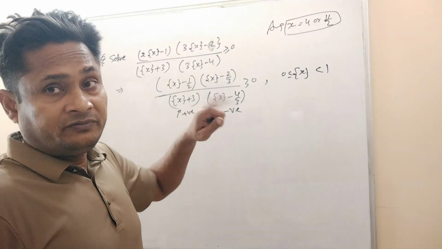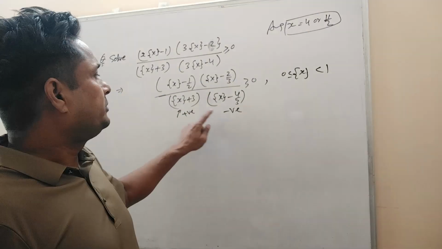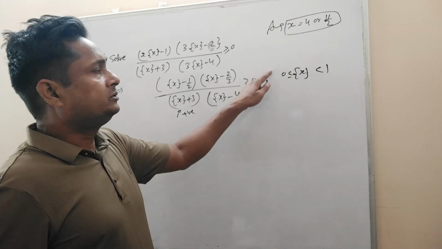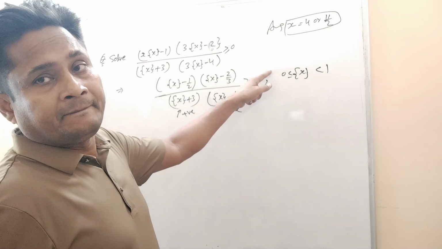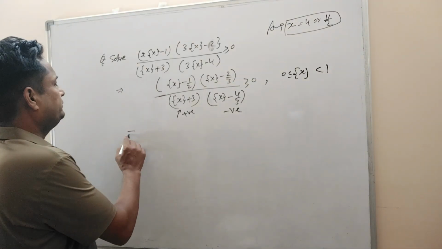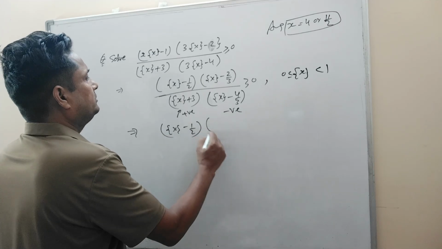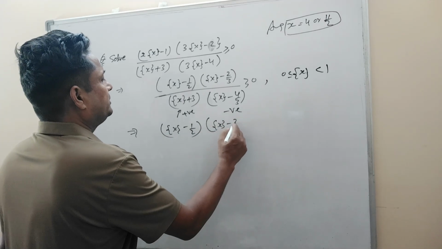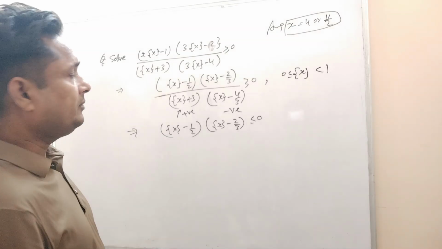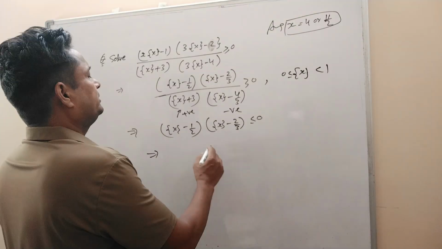So in the wavy curve method, this will not change sign. Multiplication of these two will be negative. So when we multiply these two, the inequality will change because the product is negative. So this will be {x} minus 1/2 into {x} minus 2/3 less than or equal to 0. Now apply the wavy curve method and solve it.